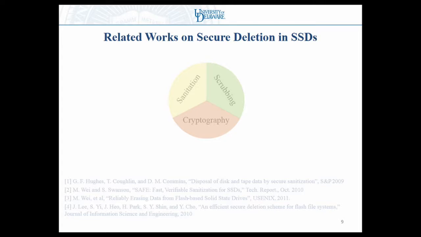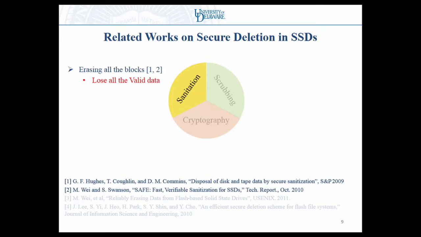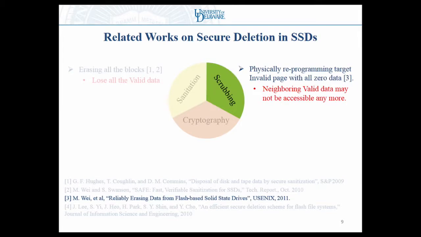Previous work on SSD can usually be categorized into three groups. The first one is sanitation, which basically tries to erase everything. They don't care if the data is valid or invalid. They just erase everything and make sure that nothing is on the SSD anymore, which is far from our goal. The next group is called scrubbing.